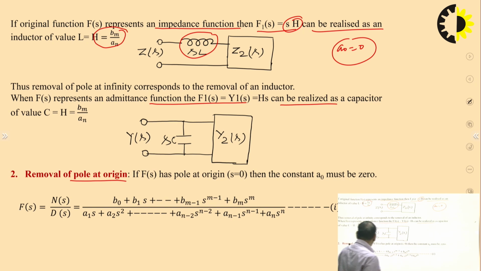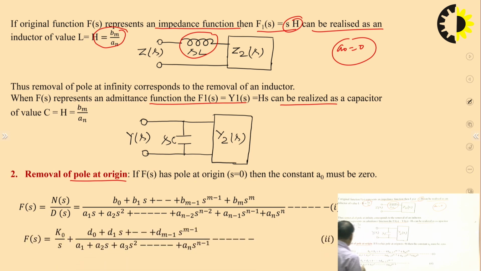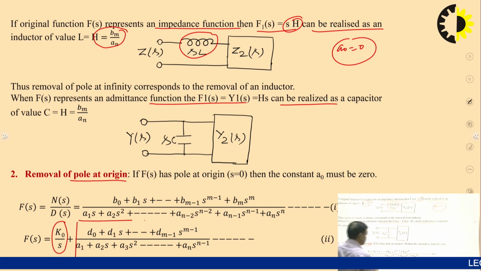How do we do the removal of pole at origin? It is very simple. We just arrange the numerator and denominator polynomials both in ascending order, and then we carry out one division. After one division, we get this value, plus the remaining ratio of polynomials.